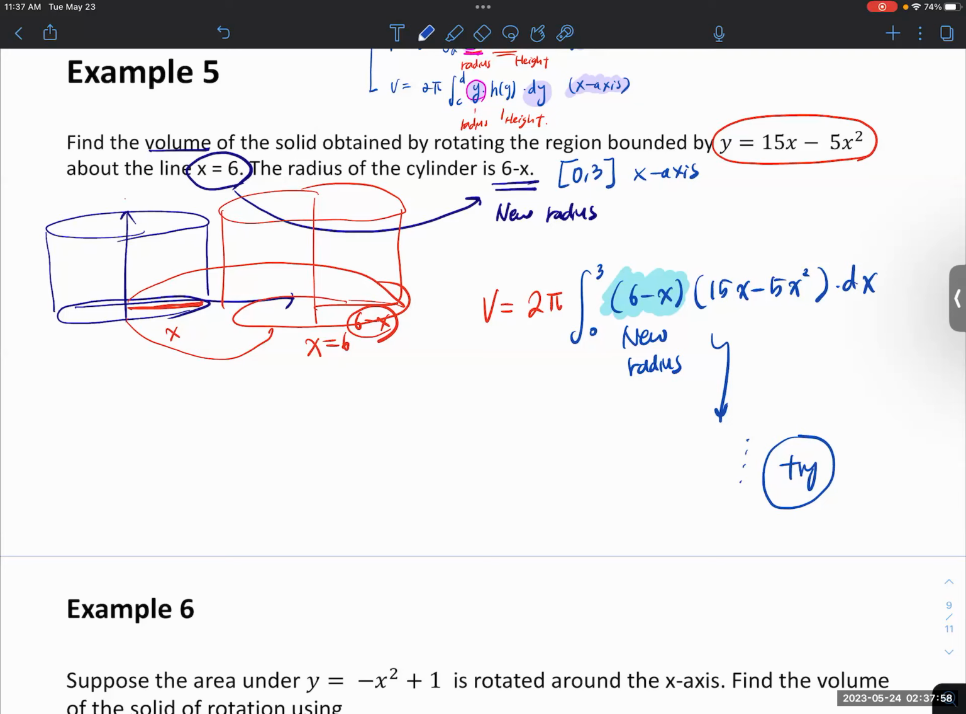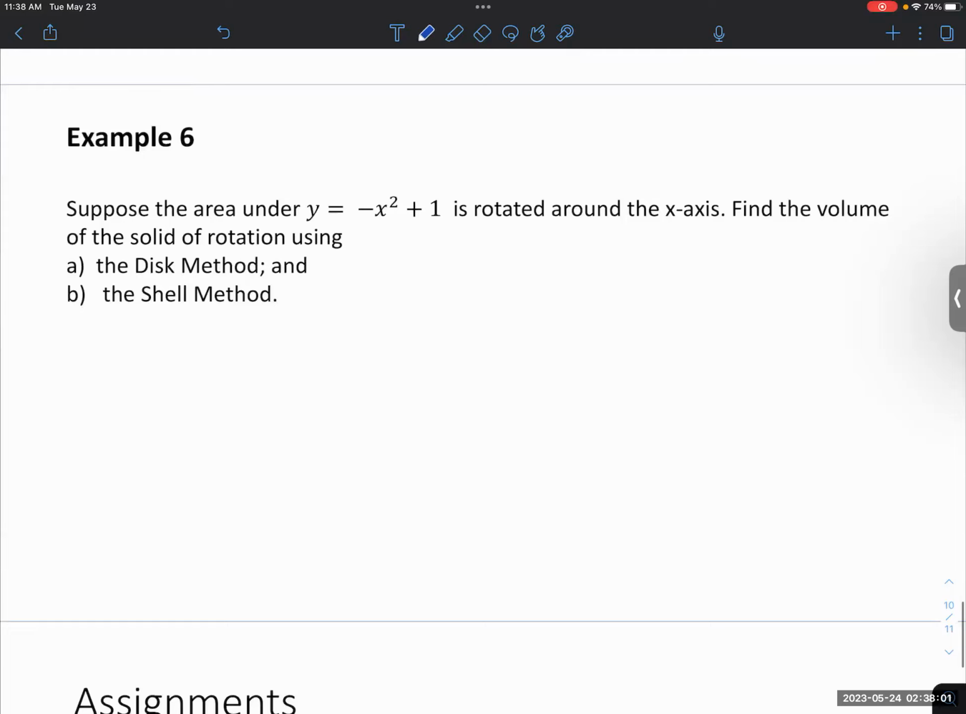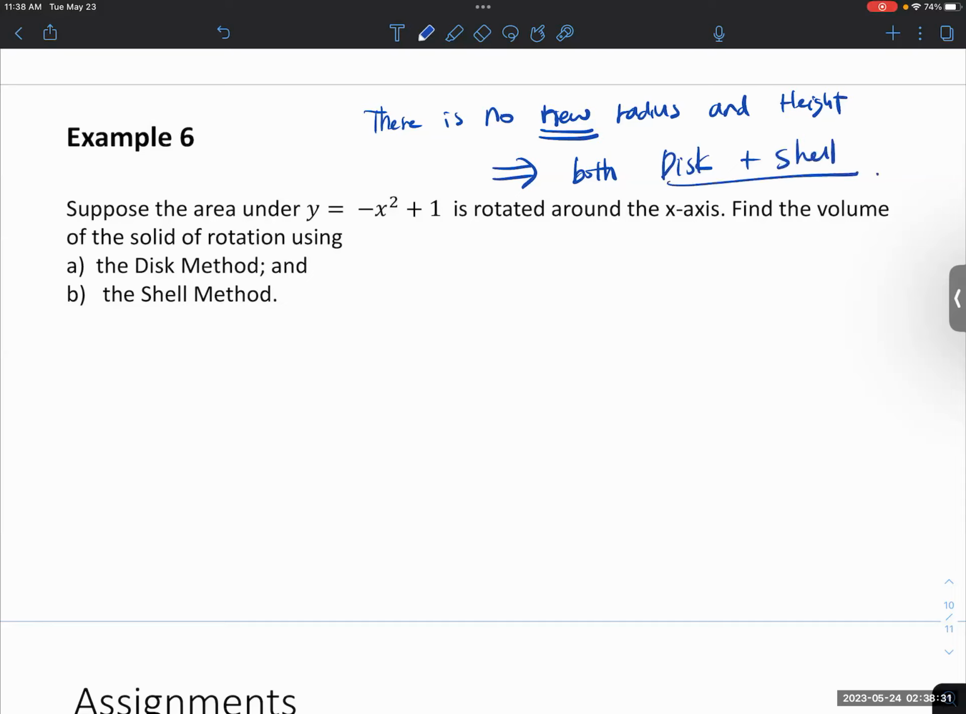One last one. Again, you might be confused about whether you have to use the disk or shell method. Yes, you can use either. Look at this one: if there is no new radius and height, you can use both the disk and shell method. So let's look at that. Suppose the interval, let's say I'm going to give it to you, is 0 to 1. This is the function.